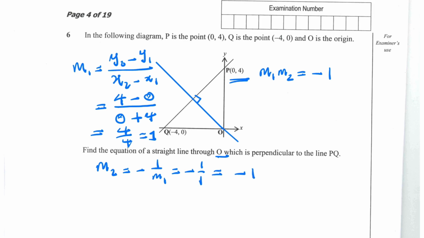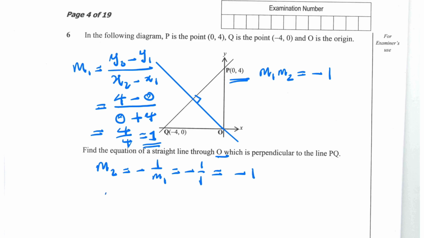Just to recap what we did: we first found the slope, or the gradient, of the line PQ, which is +1. Then, since we are looking for the equation of the straight line which passes through the origin and is perpendicular to the line PQ, its gradient is -1 over the gradient of PQ. The gradient of PQ is 1, so the gradient of the line perpendicular to PQ will be -1. If that is clear, then we can go ahead and use our formula.